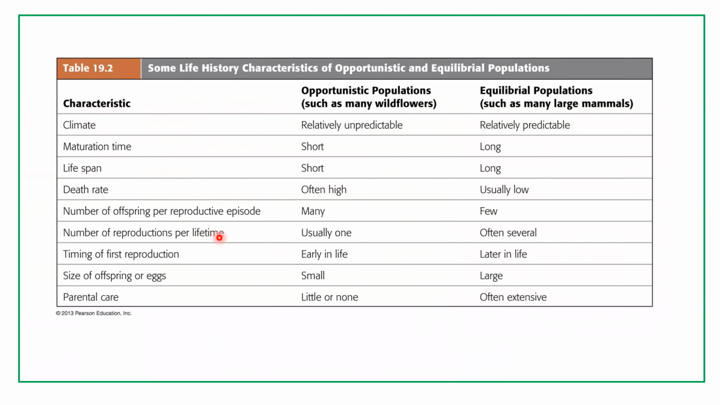So here we can compare R-selected and K-selected species. We know that maturation time here is short, so they can reproduce very quickly. Here it is long. The climate for opportunistic species is unpredictable and must be predictable for equilibrial species, right? Death rate often high or usually low, right? So over here, you can look at this picture in your PowerPoint. Here, parental care, very little or none, or very extensive.